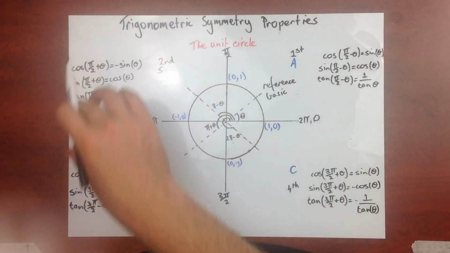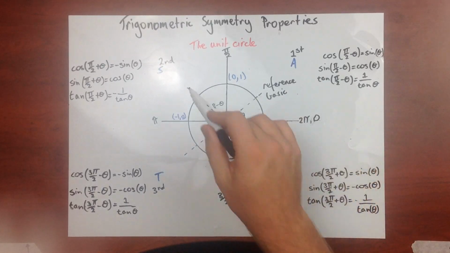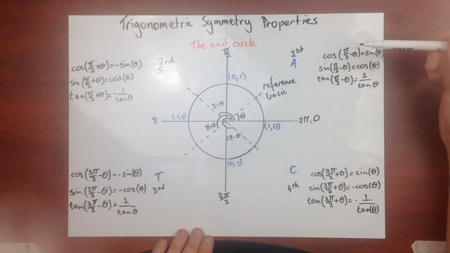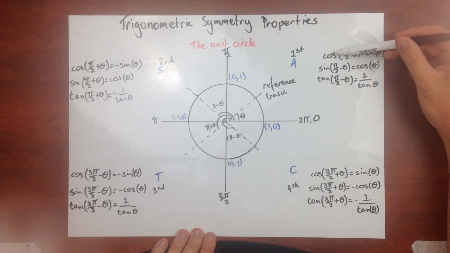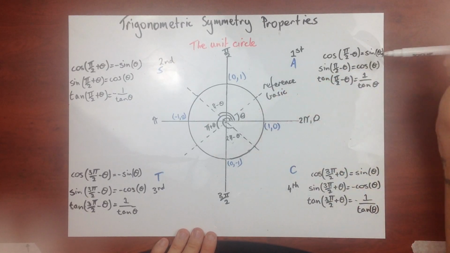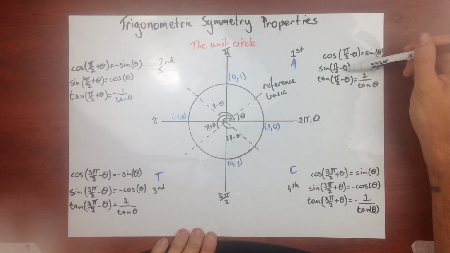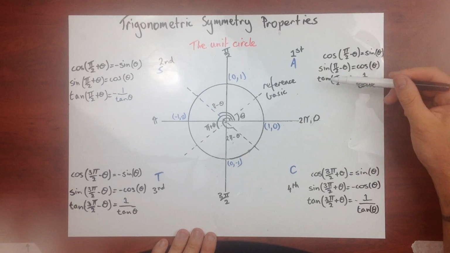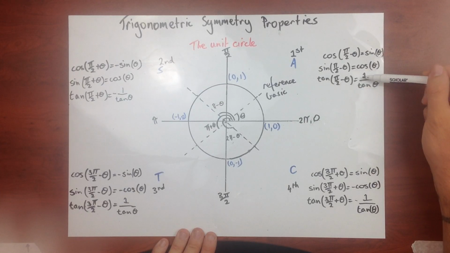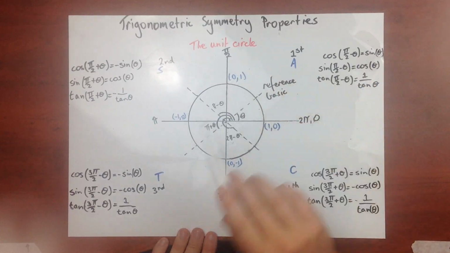Now, around the outside as well, I also have our complementary angles, so some identities based on our angles in our different quadrants. In our first quadrant here, cos of pi on 2 minus theta, so that's coming down this way, is going to be equal to sine of theta. Sine of pi on 2 take theta is equal to cos of theta, and tan of pi on 2 take theta is equal to 1 on tan theta. So there are some identities that hold true in our first quadrant.